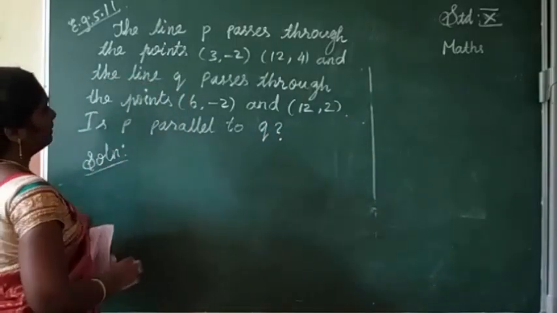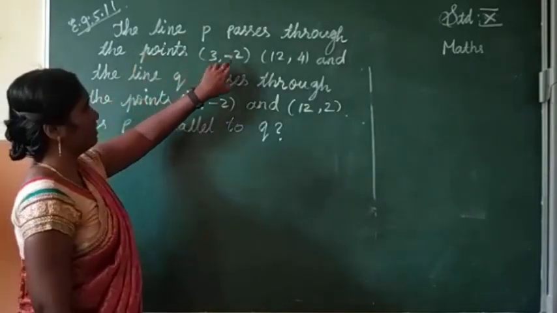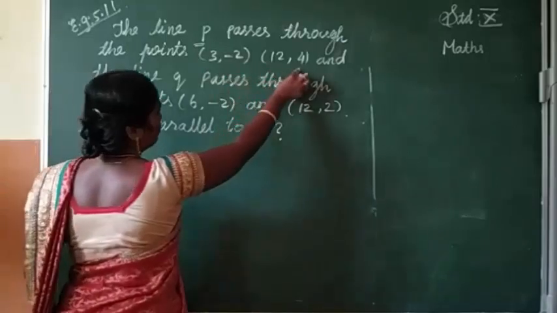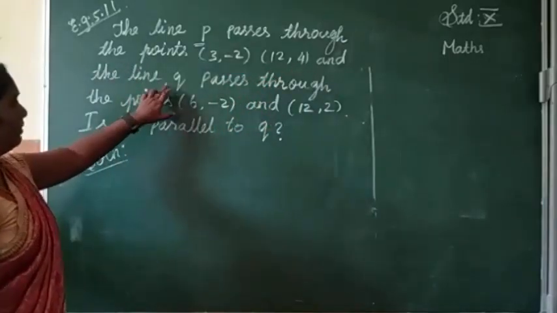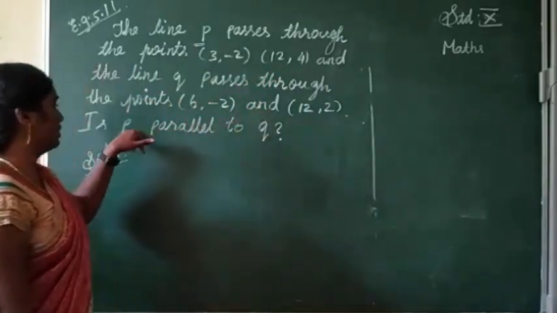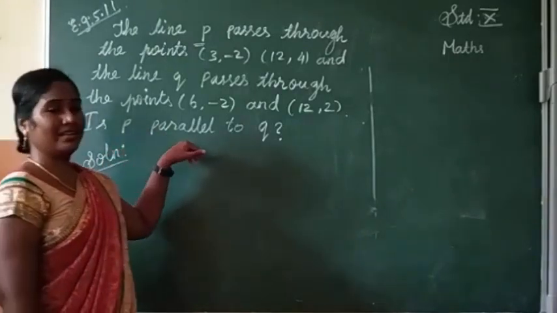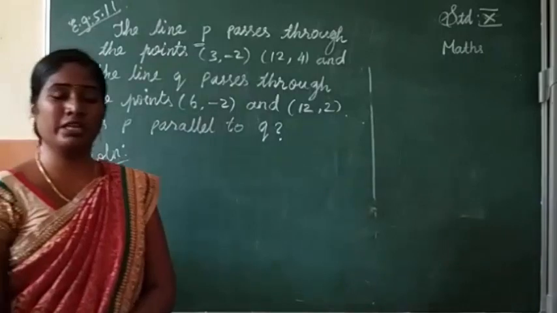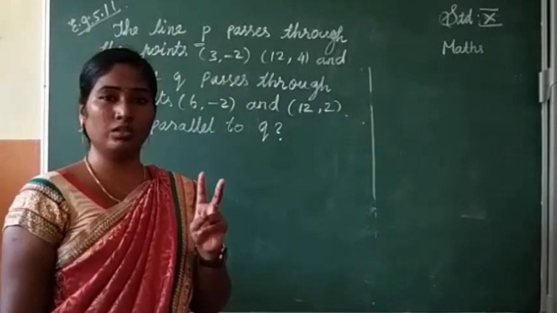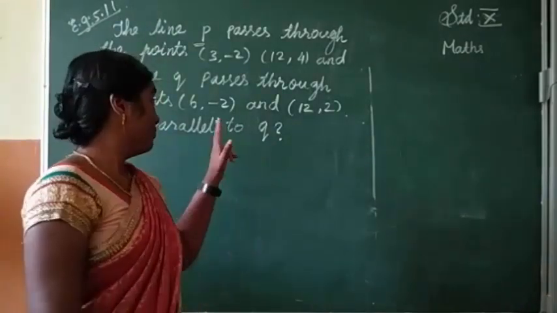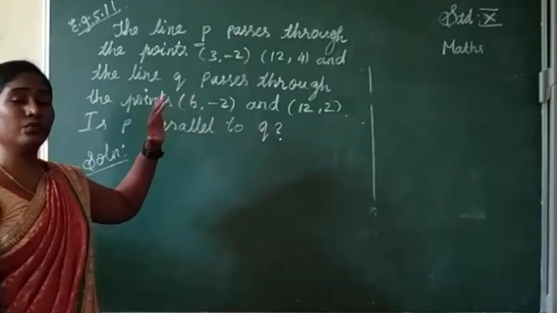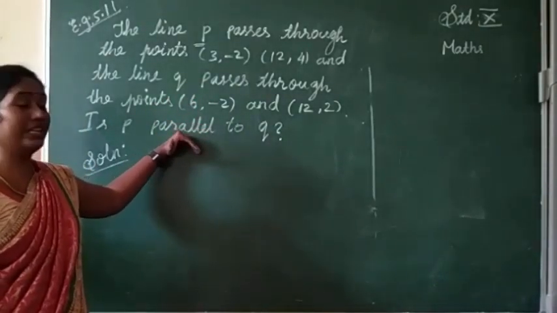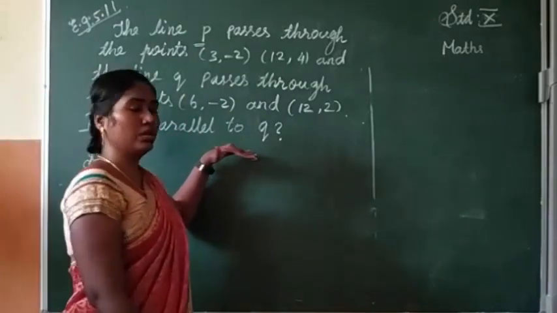See, the line P passes through the points (3, minus 2) and (12, 4). Then the line Q passes through these 2 points. We are going to prove whether P is parallel or not parallel. What is the condition for parallel? If we get the slope values for the given 2 lines exactly the same, then we can say the given 2 lines are parallel.